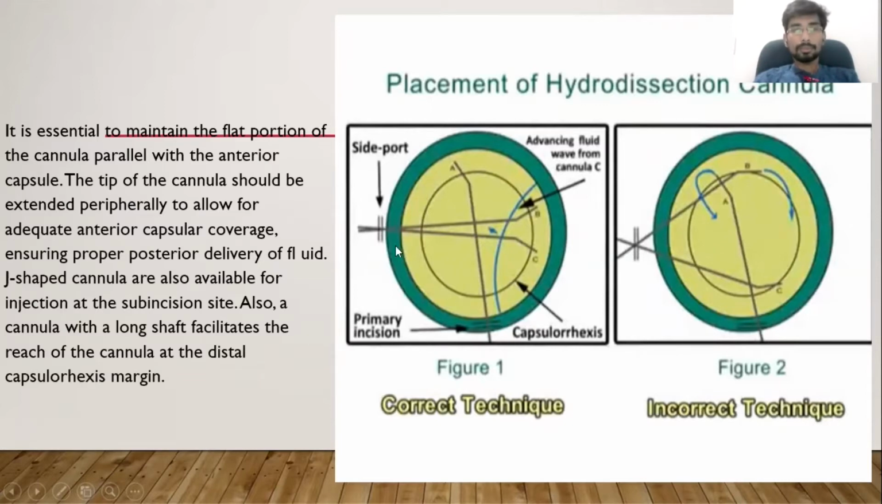So, if this is the site, we have to do hydrodissection at multiple places. This is one, and this, and this. This is the correct technique.